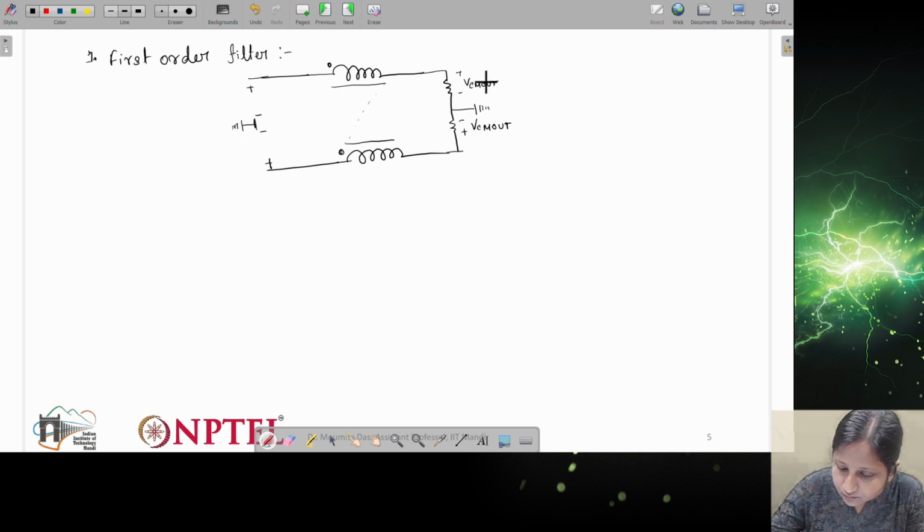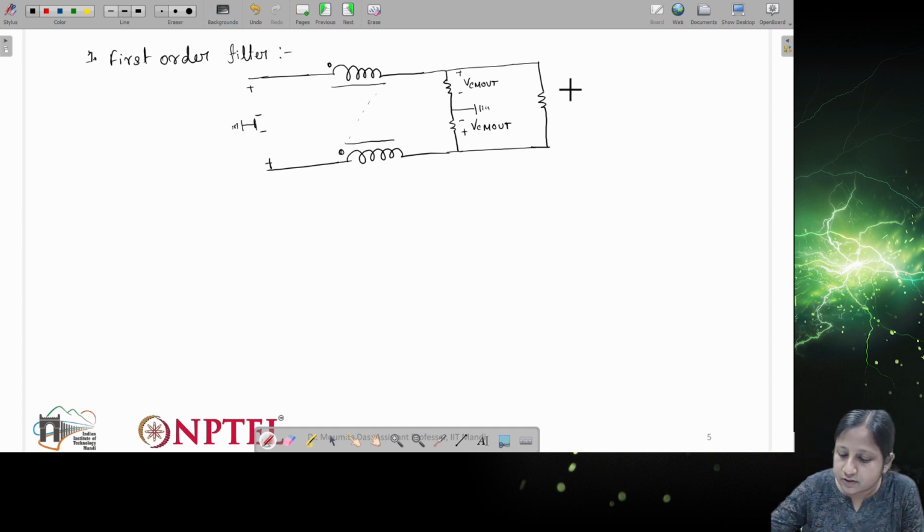Now these are the grounds, and then this will be connected to the load resistance RL.